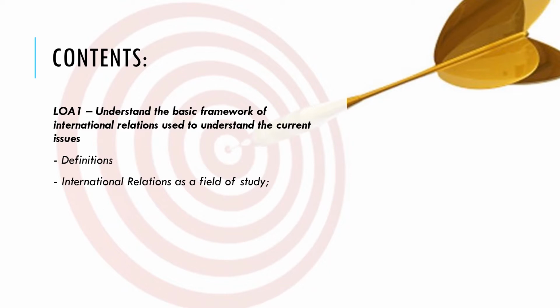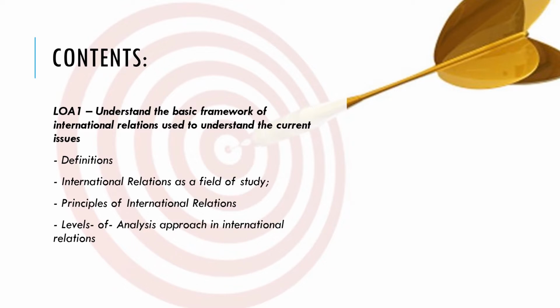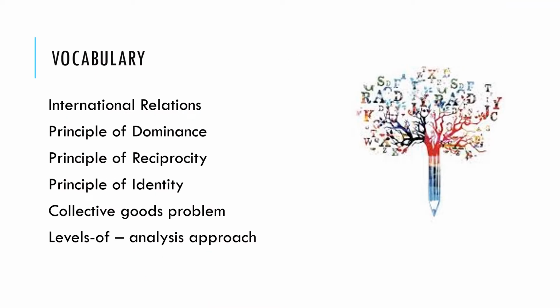Then we're going to try and understand what international relations is in terms of field of studies, what the main principles or rules of international relations are, and what the levels of analysis approach in international relations is. So the following words, you have to grasp them by the end of the current lecture: international relations, principle of dominance, reciprocity, identity, collective goods problem, and levels of analysis approach.